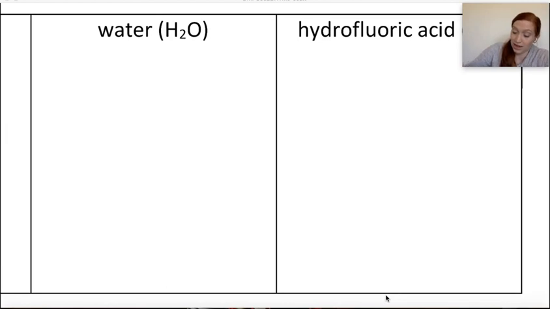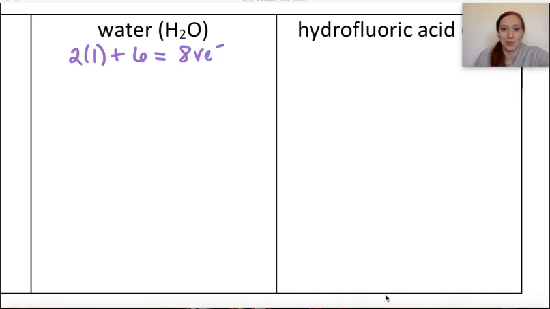Water, H2O. Again, we're going to have 2 hydrogens, each with 1 valence electron. If I locate oxygen, it's in group 16. There aren't 16 periods on a table. Group 16, all of those elements have 6 valence electrons. So guess what? 8 valence electrons to use this time as well.